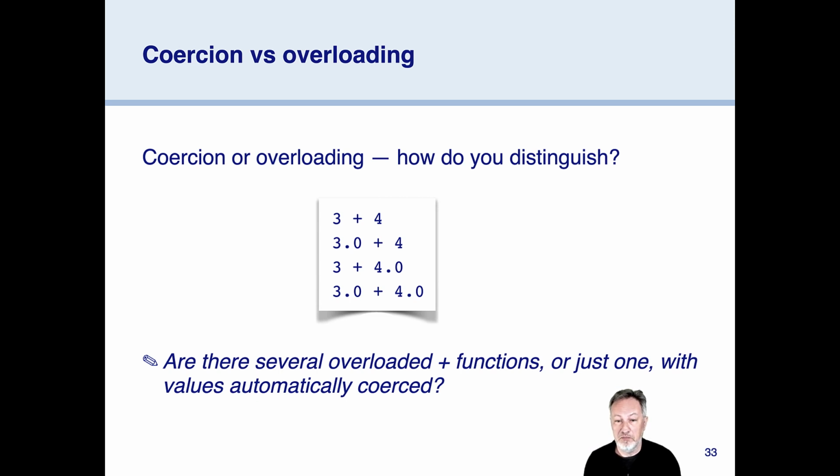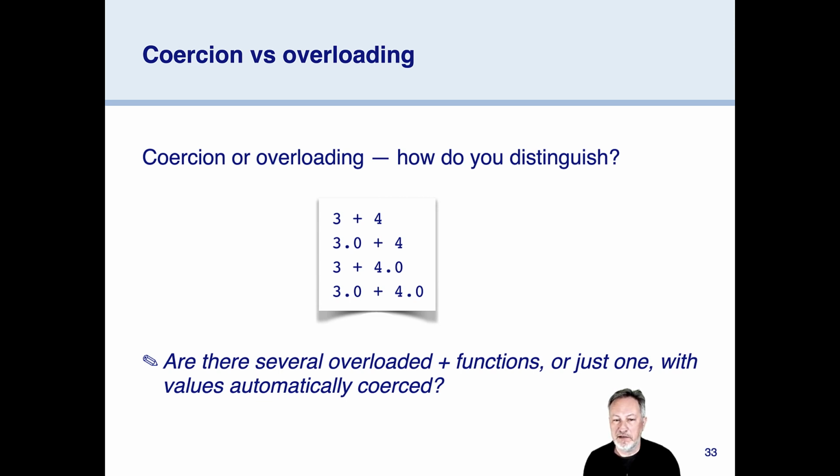And probably in the first case I'll get an int back, and in the other 3 cases I will probably get a float back, or maybe not. I might get an int back in some cases. The question is, what's going on here?